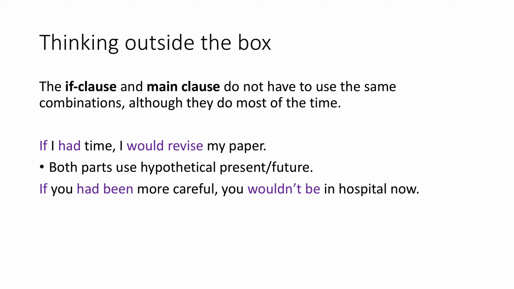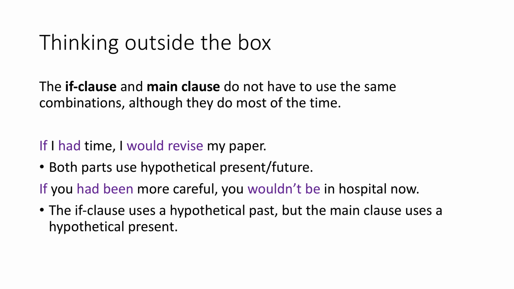Now here, it says, if you had been more careful, the reality is that the person was not careful, and you wouldn't be in hospital now means that the person is in hospital now. So one way to really understand the conditional sentences, a good exercise, would be just to convert these to the reality, what the reality is or was. And based on that, you would easily understand the meaning and the combinations that I've been talking about so far. So, in this example, the if clause uses a hypothetical past, but the main clause uses a hypothetical present.